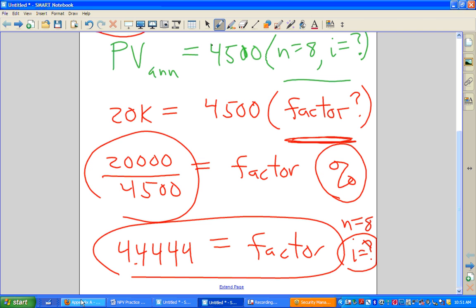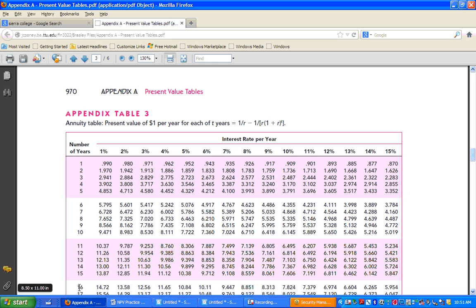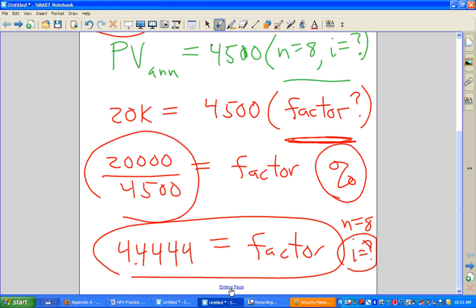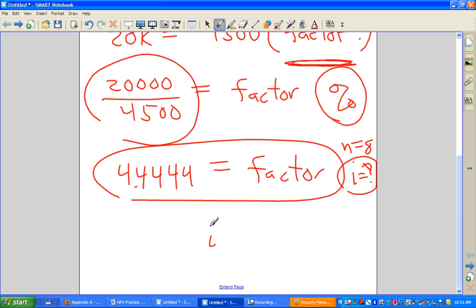Now, yours is more detailed, but if I go to this interest rate factor here, notice I had to go to the right one, present value of $1 per year for each of t years. I know I'm looking at row 8. I'm looking for where 4.44 occurs. And look, it goes off the chart. I get 4.4 way out here at 15%, but it goes all the way off the chart. So it's probably between 15 and 16%. That's what I've learned from this. So when I ask what's the return on investment, it's got to be about 16%. Just take a guess at it.